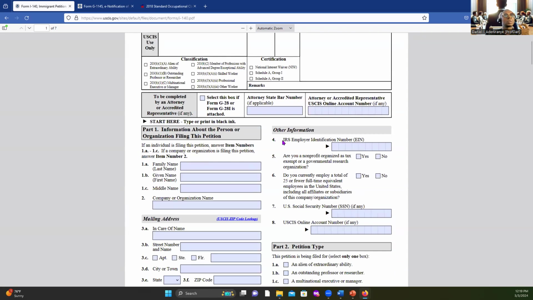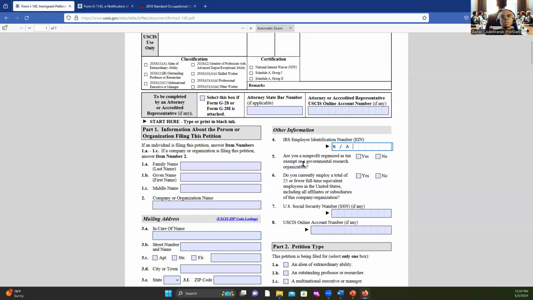Question 4 says IRS employer identification number. This doesn't apply to you. These are for employers who are filing EB2 for their employees. Remember, yours is the subcategory of NIW, which is EB2 or E21 NIW. So you do not need an employer identification number. So I could put here, not applicable. The main thing I want to show you here is questions 5 and 6.